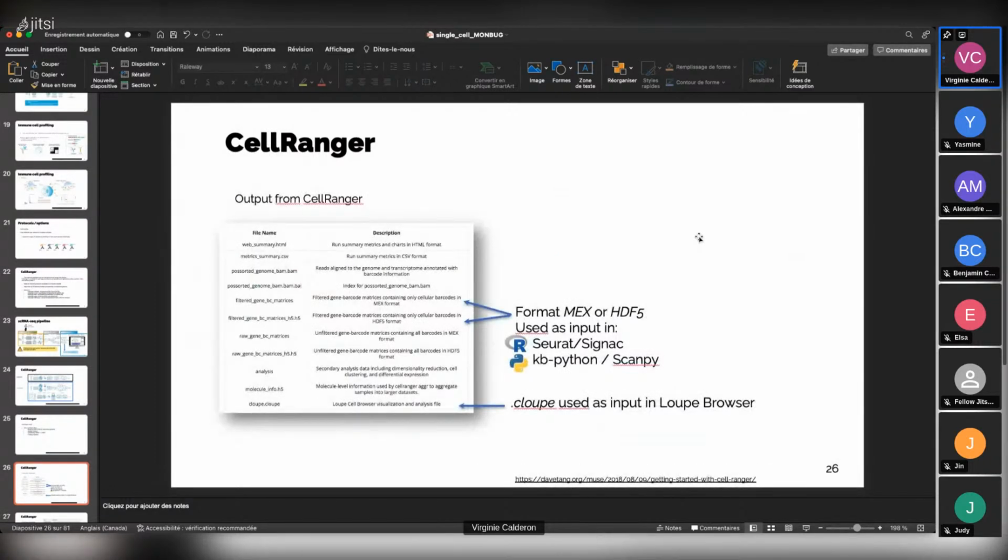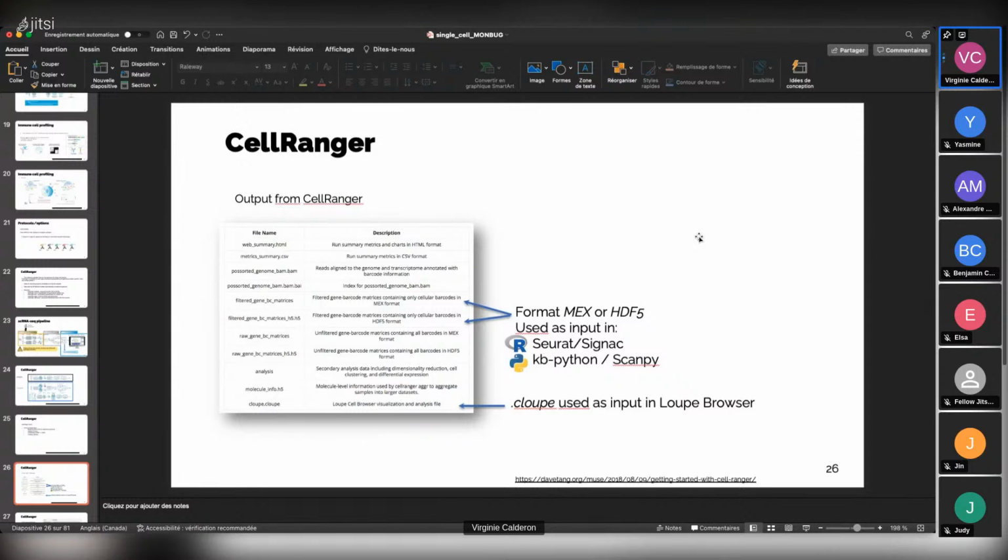So this is all the output from Cell Ranger, and what is really interesting as a bioinformatician is that the output from Cell Ranger can be used as an input in other R packages like Seurat, snATAC, and also in Python packages like scanpy, for example. You can use Cell Ranger to generate all the matrices you need at the beginning, and after that go into specific packages to perform an advanced analysis.